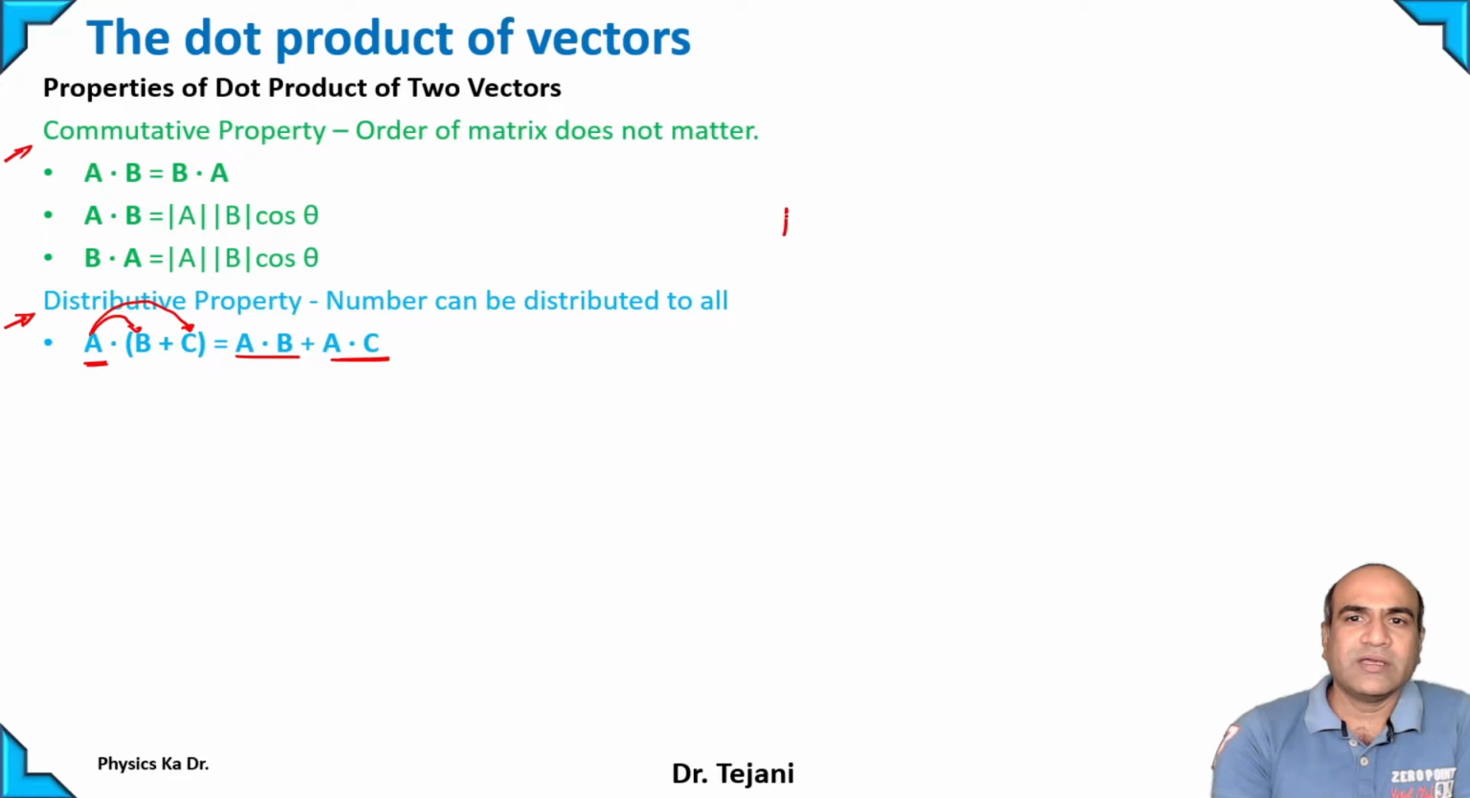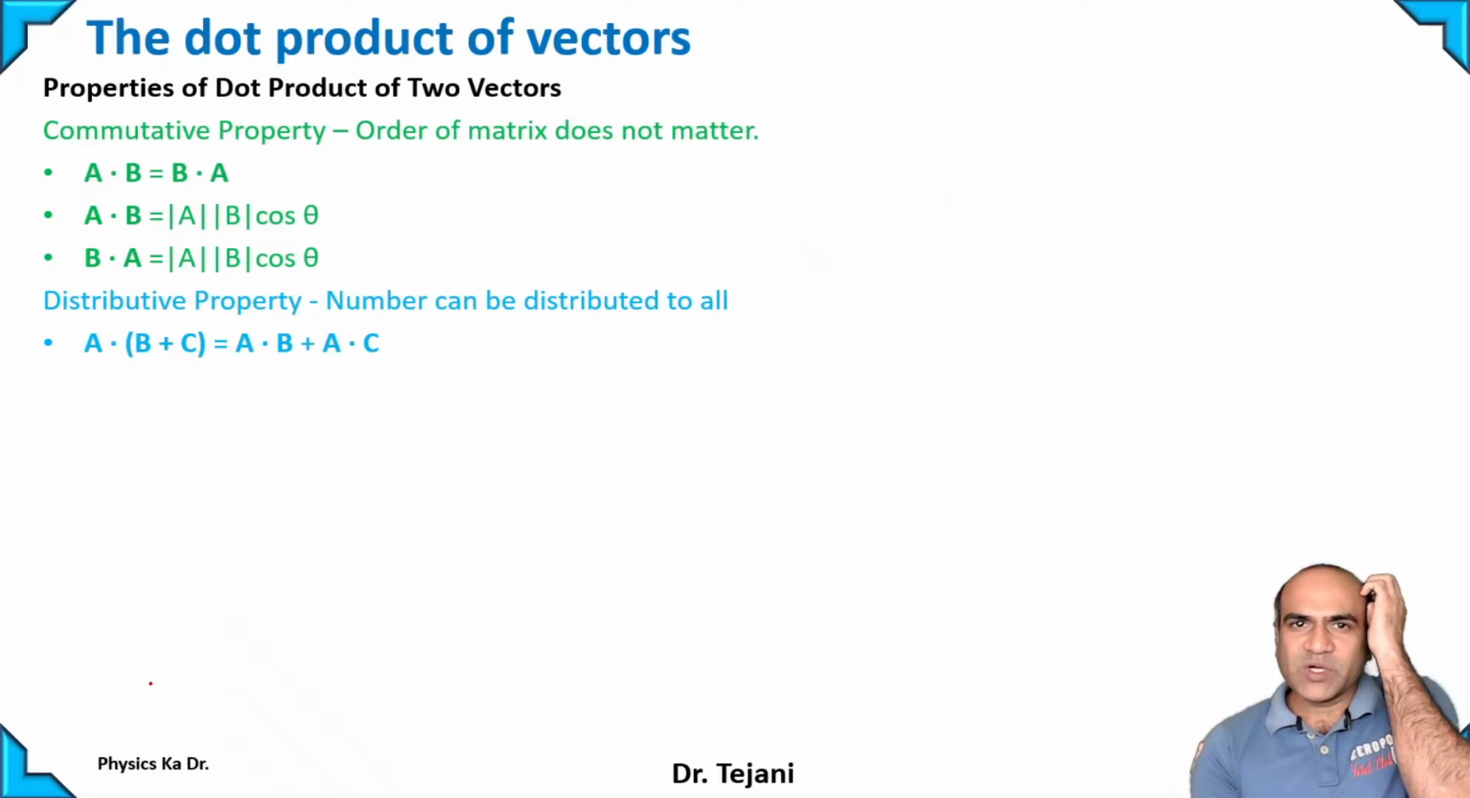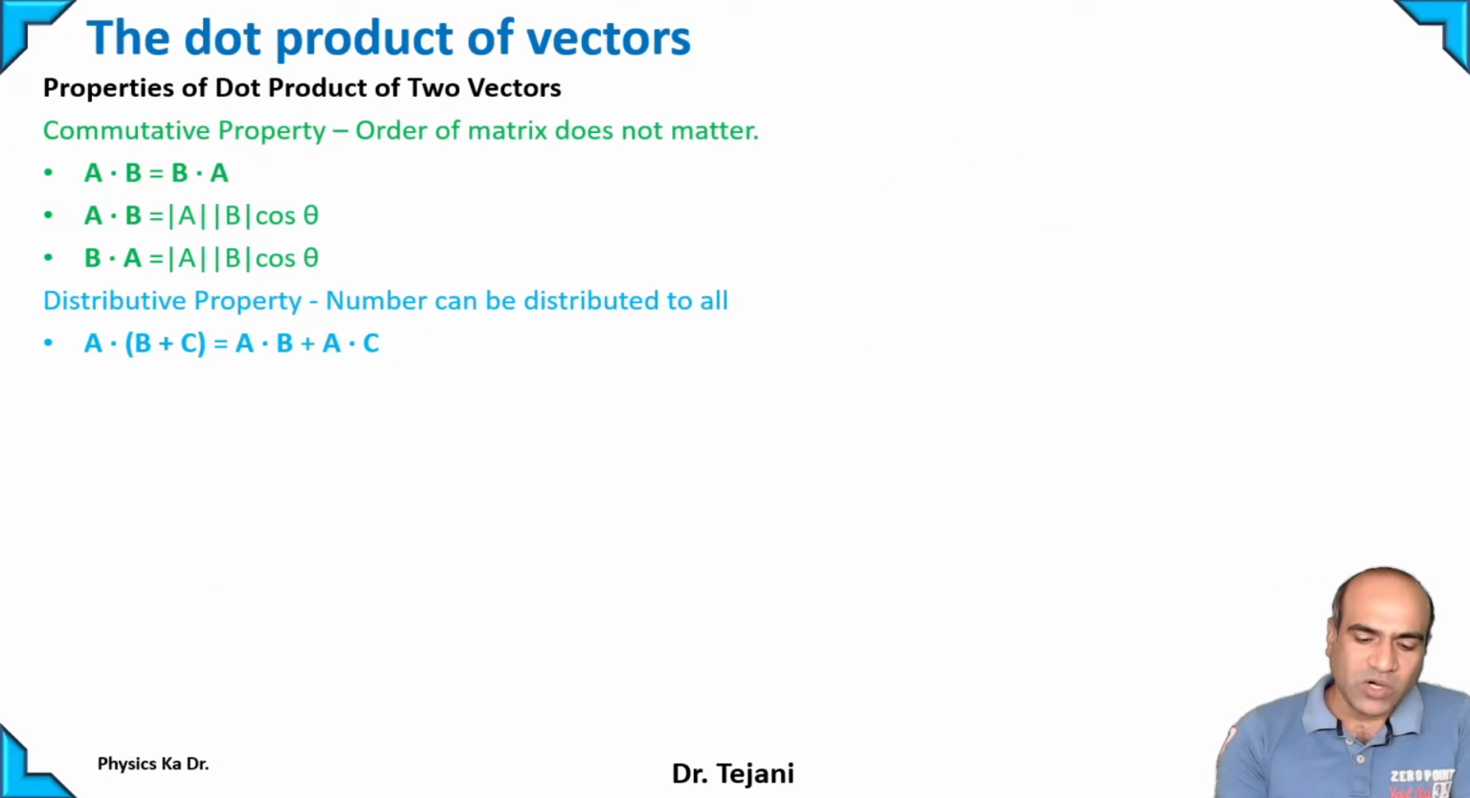Say for example, here it is A dot in bracket (B plus C plus D). So you can write A dot B plus B dot C plus C dot D. Is it okay? No. It should be A dot B plus A dot C plus A dot D. This is correct. Right. So this is a distributive property. The number can be distributed to all, like algebraic.